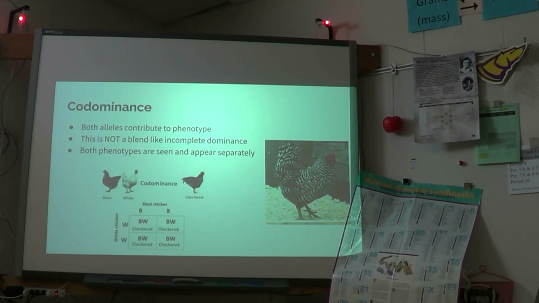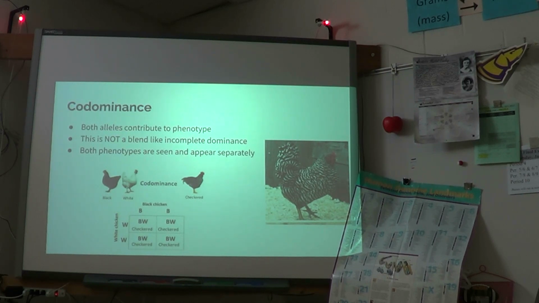An example is a species of chicken where black is dominant and white is dominant. If we take a homozygous black, big B, and cross it with a big W, we get 4 out of 4 that are big B, big W. It's not black, it's not white, it's not gray, because gray would be in between, but it's black and white, often referred to as a checkered pattern. We see both the black and the white. That's a codominant trait.